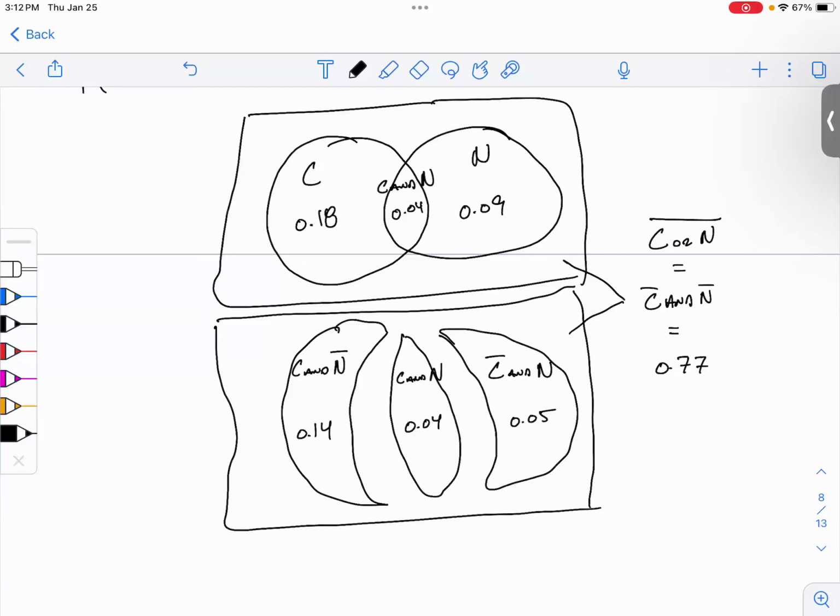How did you get the values of C and not N and not C and N? Excellent. 18%, subtract 4%, gets me 14. 9% minus 4% gets me 5%. Because this is travel to only California, so I have to cut out the people who went to both. And then, how did I get that 77%?